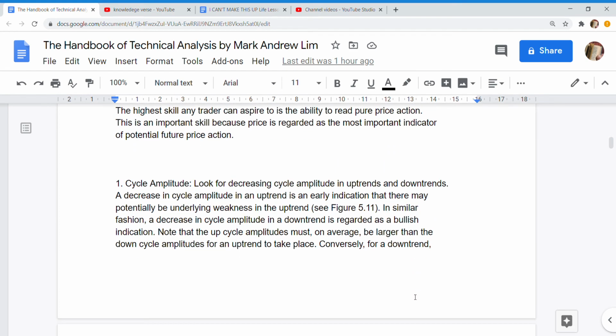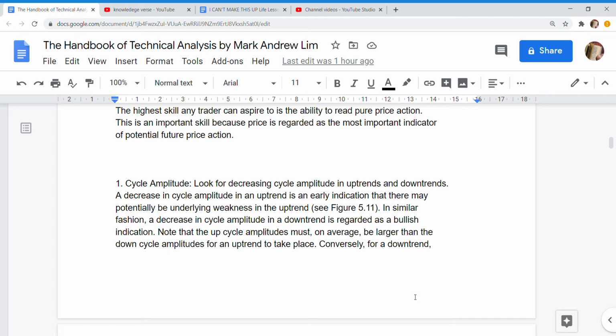1. Cycle amplitude. Look for decreasing cycle amplitude in uptrends and downtrends. A decrease in cycle amplitude in an uptrend is an early indication that there may potentially be underlying weakness in the uptrend. See figure 5.11. In similar fashion, a decrease in cycle amplitude in a downtrend is regarded as a bullish indication.